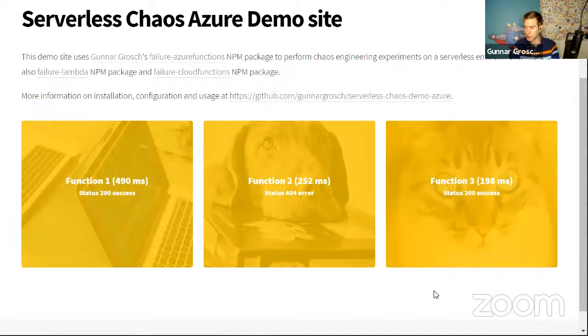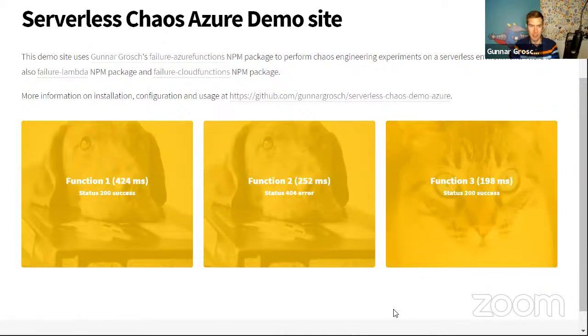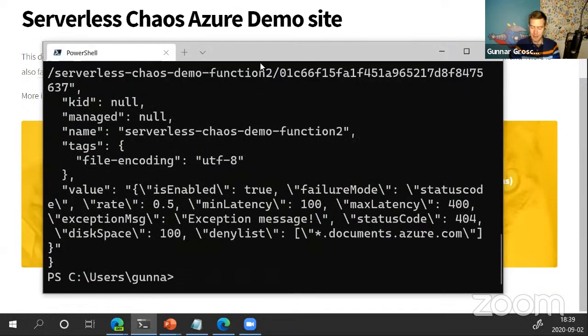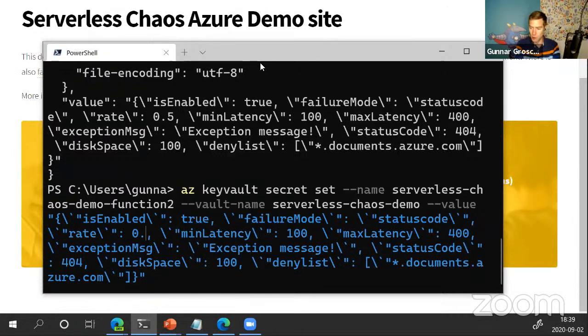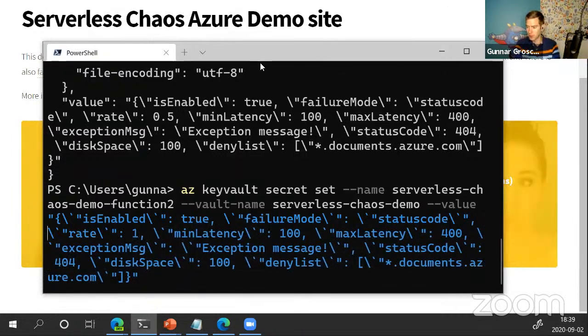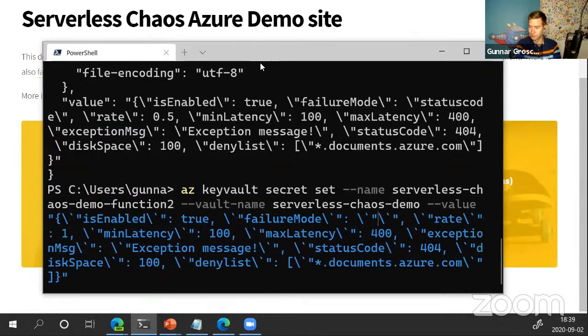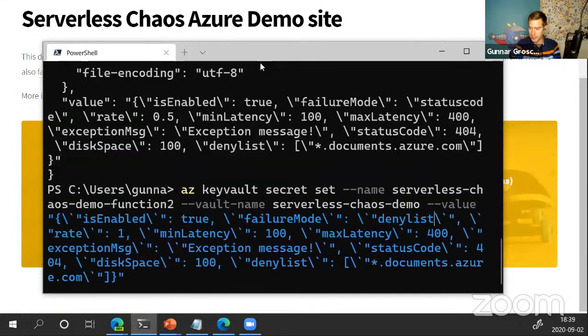All right, so that was function number 2. Now function number 3. And in this case, I want to do a deny list experiment. So changing back the rate to 1, changing the failure mode to deny list, and changing to function 3. Just double checking.